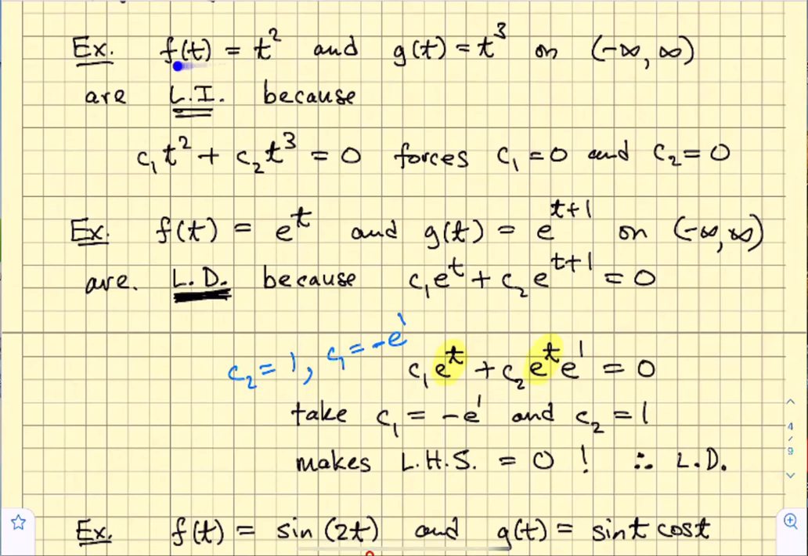Suppose we take f of t as t squared and g of t as t cubed on the interval from minus infinity to infinity. These two functions are linearly independent because if we tried to form the linear combination c1 t squared plus c2 t cubed and we wanted that linear combination to equal 0, stare at that for a moment. The only possible way that you can make that happen for all values of t on the interval from minus infinity to infinity is if you pick c1 and c2 both to be 0. In other words, these functions are so different that the only way you can have them cancel each other out is if you sort of trivially do it with the coefficients both being 0.